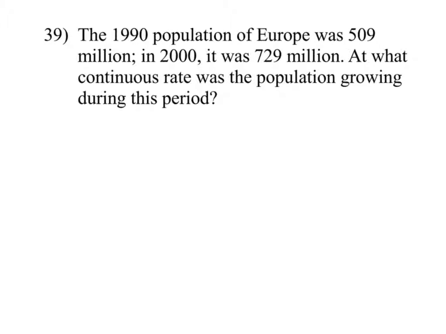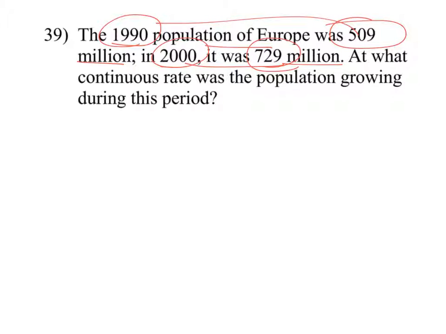Okay, so looking at 39, it says in 1990, the population of Europe was 509 million, and in 2000, it was 729 million. So these numbers go together. At what continuous rate, so that tells me I need to use e, compounded continuously, or continuous rate is a base e. What continuous rate was the population growing during this period? So they basically want me to find the rate.